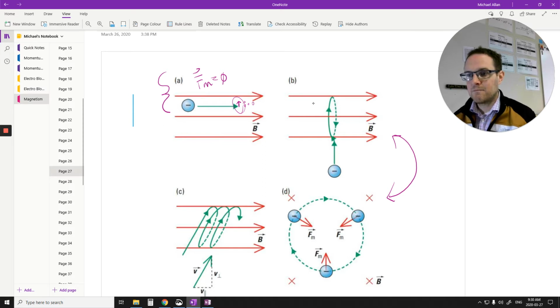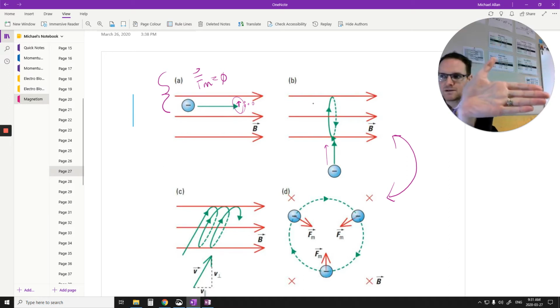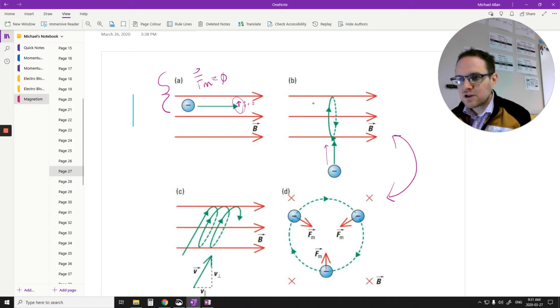So in B and D, you can see that there is a perpendicular speed. This is going upwards here. So if I were to do that, it's going upwards. I've got my field going from left to right. You can see my palm is being forced out of the page. So there's going to be an initial force right here out of the page.